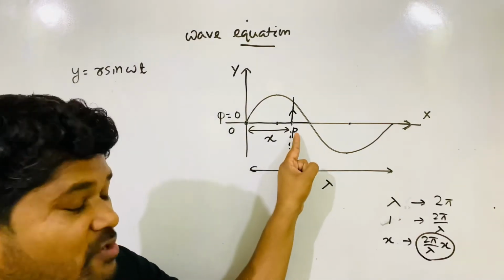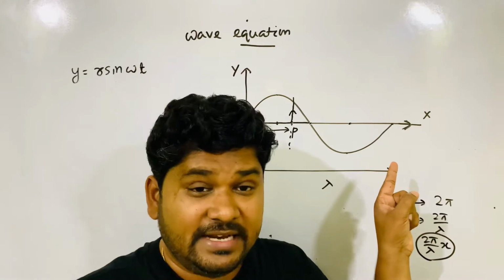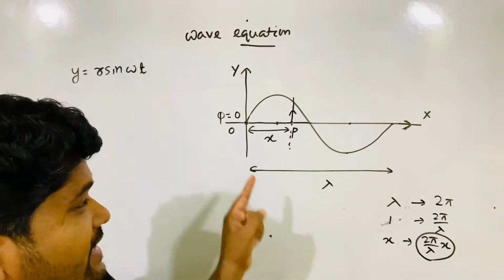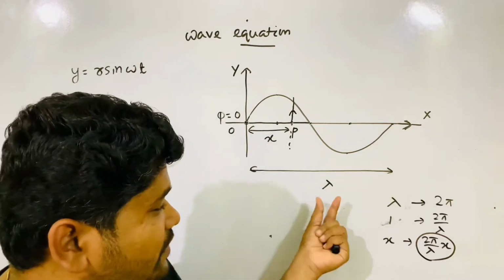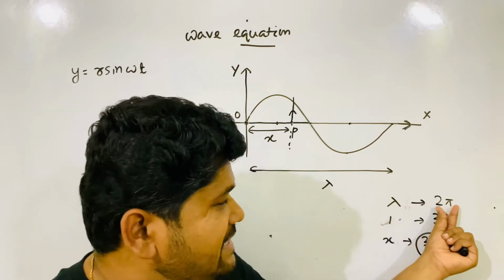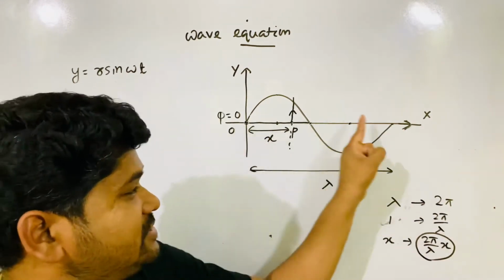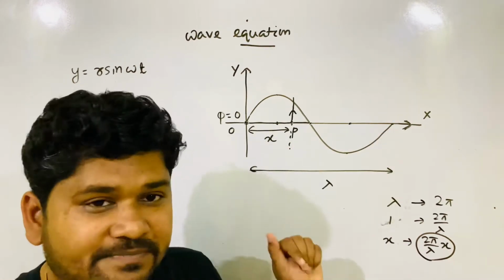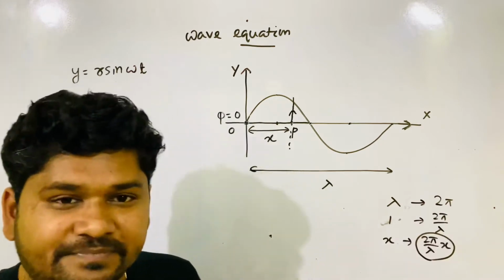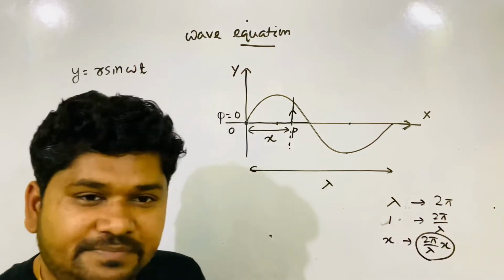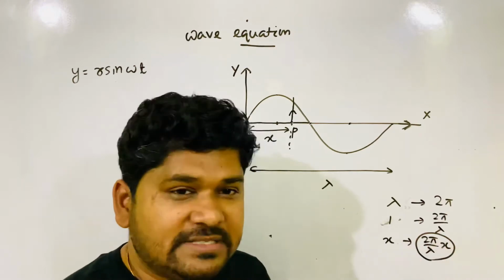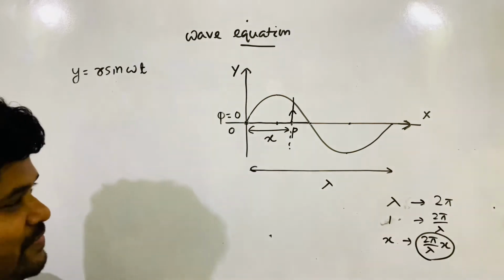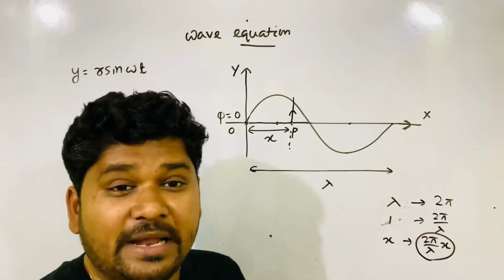I need to find how much phase P lags in comparison to O. So what I did, I first took from this to this, when the distance gap is lambda, then phase difference is 2 pi. We know this is 0 and this is 2 pi. This is pi by 2, this is 0, pi by 2, pi, 3 pi by 2, 2 pi. So when lambda, this is 2 pi. When 1, 2 pi by lambda. When x, 2 pi by lambda into x. I just used the unitary method. So how much phase does it lag? It lags by 2 pi by lambda into x.